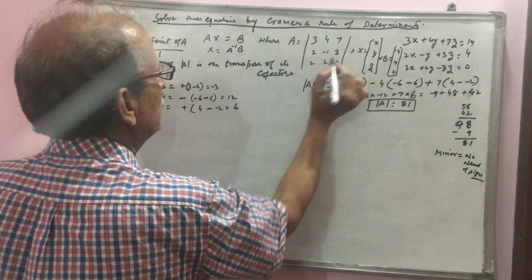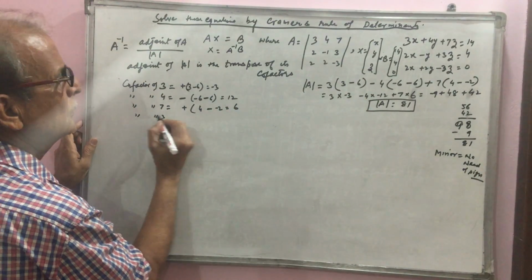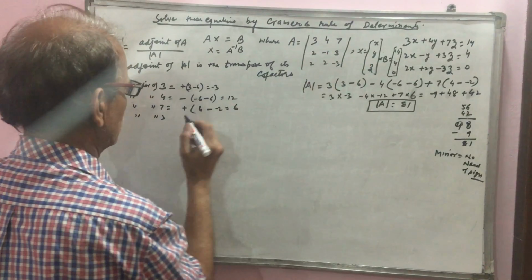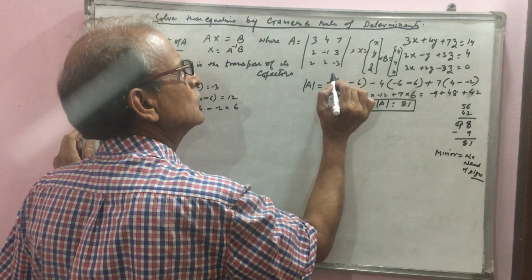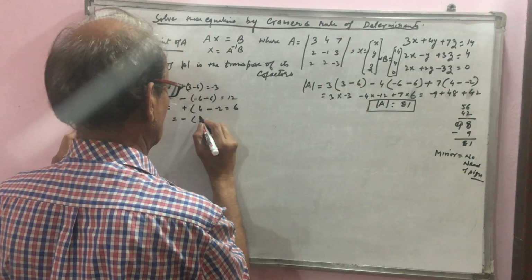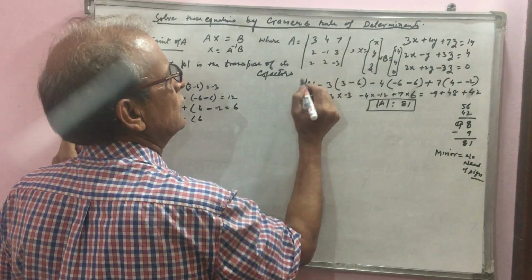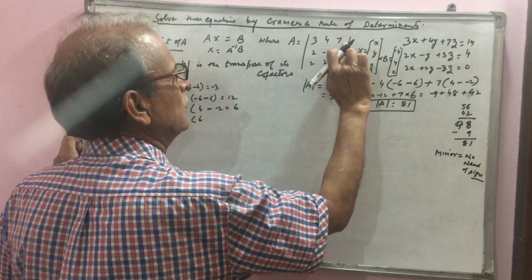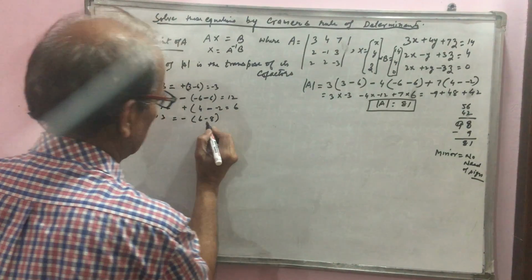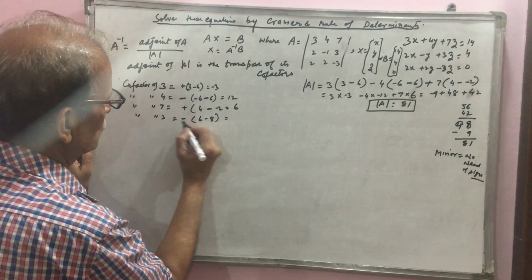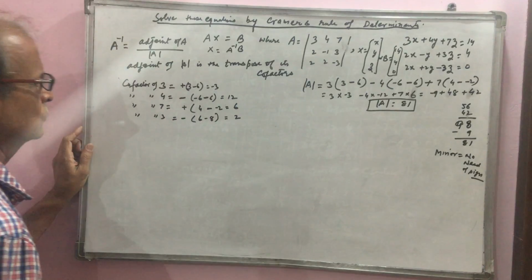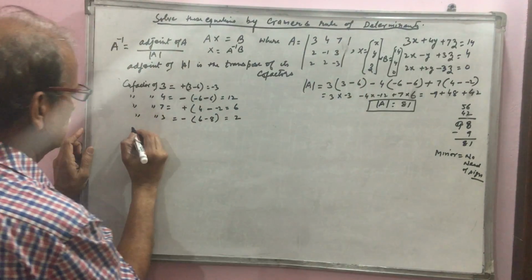Then cofactor of 3. Positive, negative, positive, negative. Put the negative sign. So delete this row and this column. 3 2s are 6. And 2 4s are 8. Minus itself. This sign you have to put yourself. So it will be minus 2 into minus, it is plus 2.